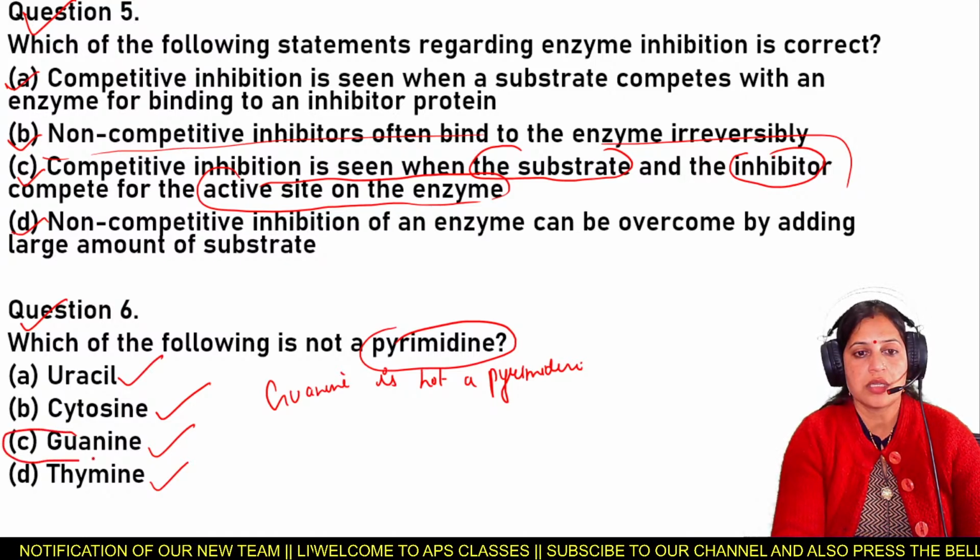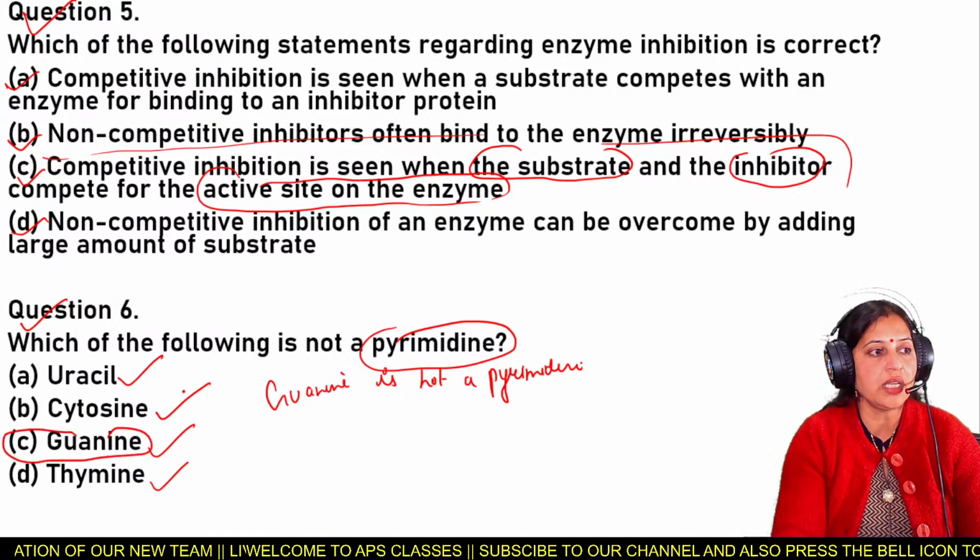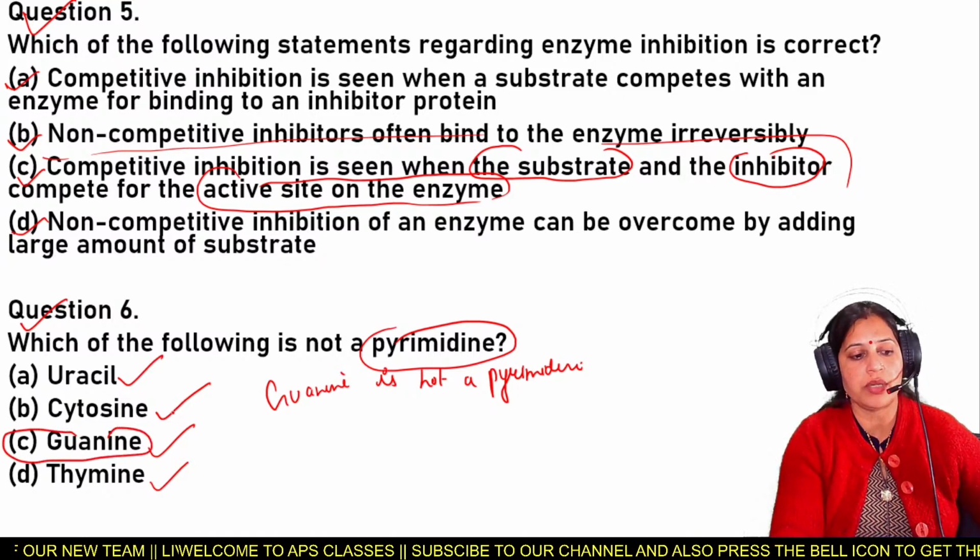So this is the right answer. That is, guanine is not a pyrimidine.